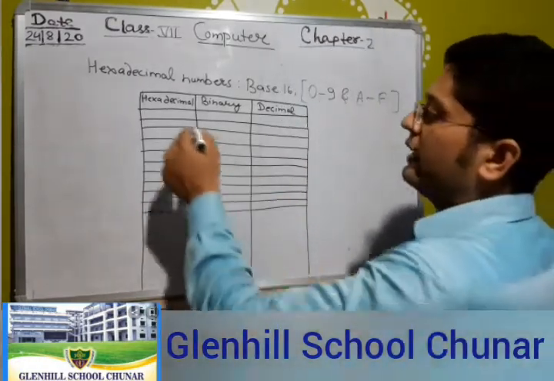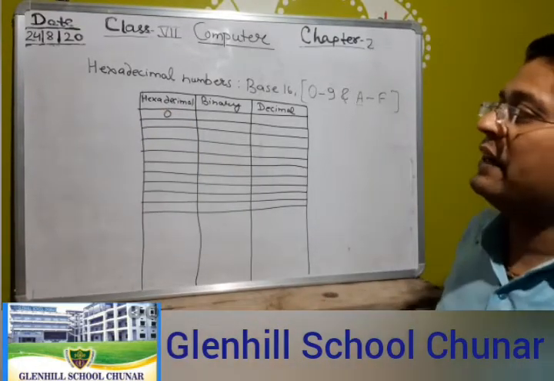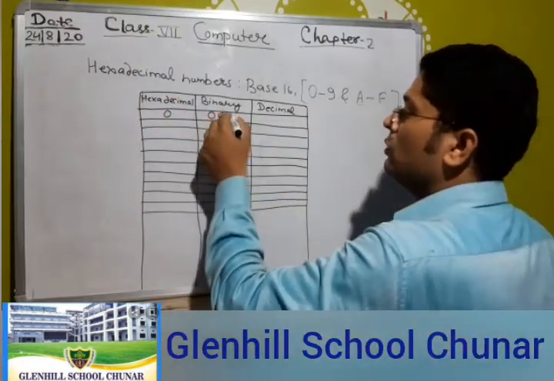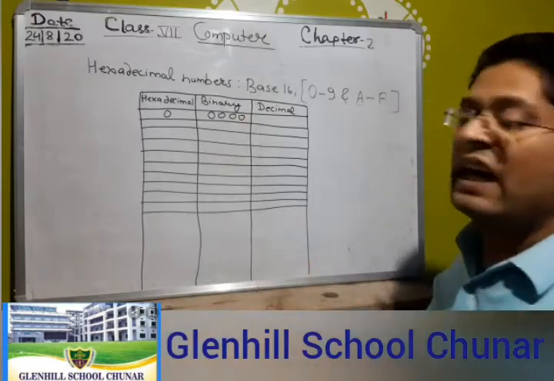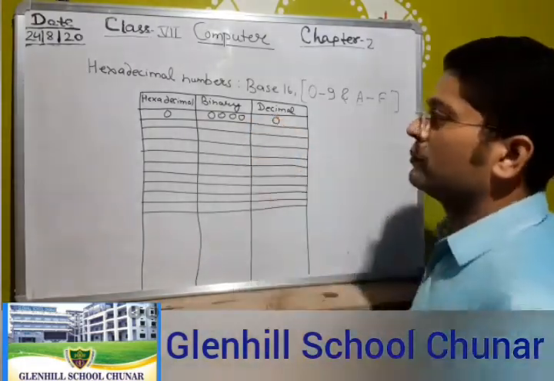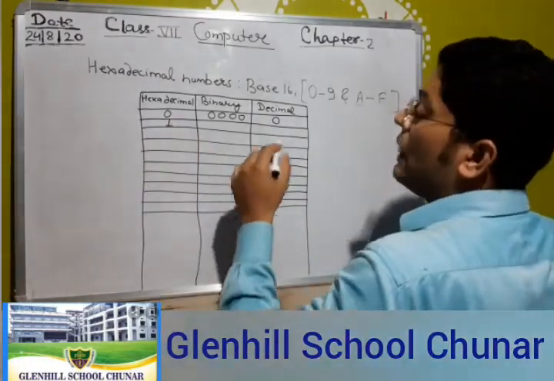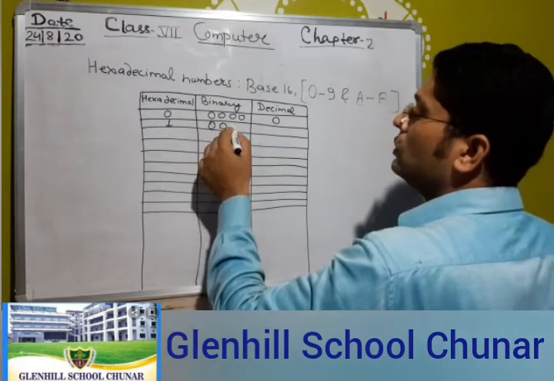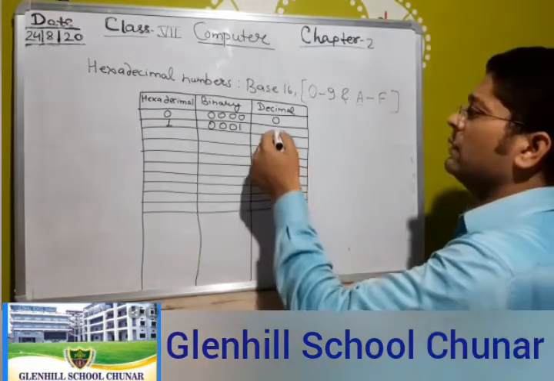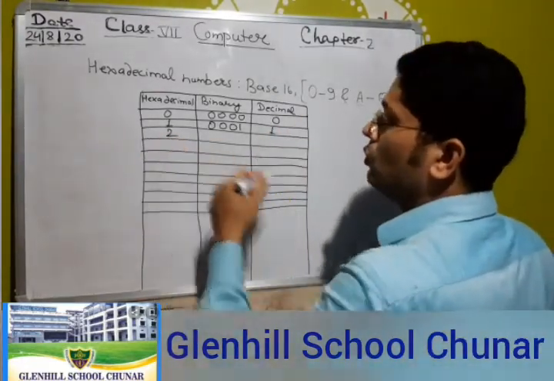So hexadecimal 0: the binary number of 0 hexadecimal is 0000 and the decimal value is 0. Okay, student? And hexadecimal 1: the binary number is 0001, and the decimal value is 1.